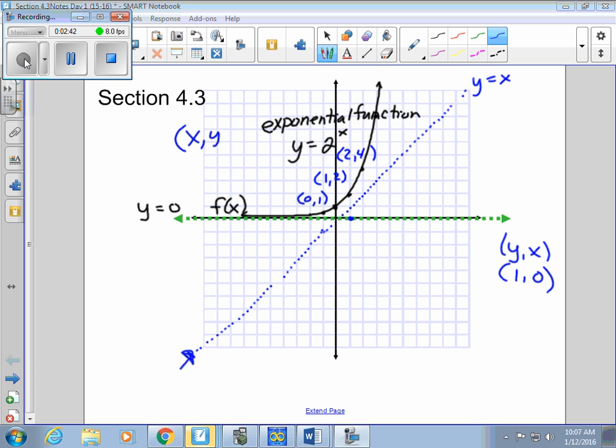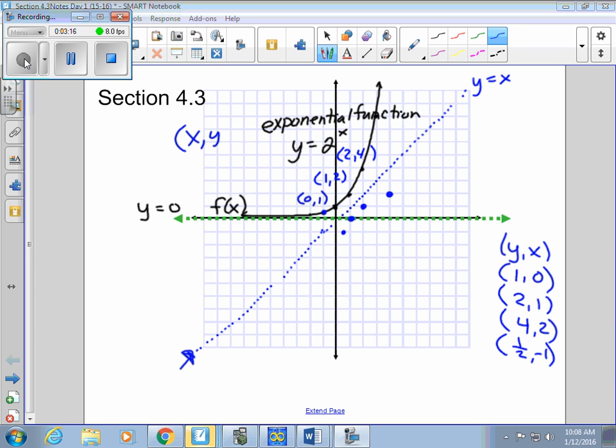Over 1, up 0. That's reflected across that line y equals x. And instead of graphing (1, 2), we're going to graph the point (2, 1). I'm going to go over 2, up 1, and hit my graph. Instead of graphing (2, 4), we're going to graph (4, 2): over 4, up 2. One more point that we had was (-1, 1/2). So instead, we're going to graph (1/2, -1): over 1/2, down 1.